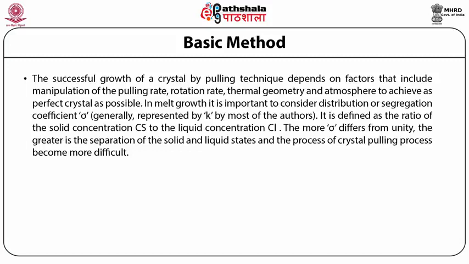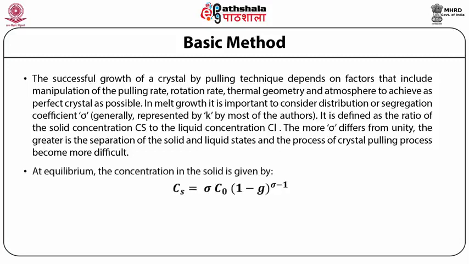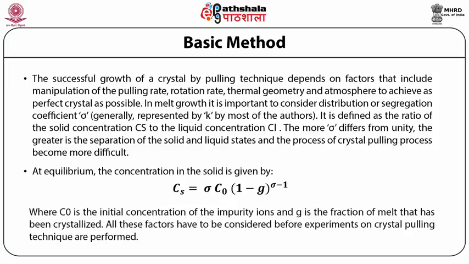At equilibrium, the concentration in the solid is given by Cs = sigma C0 (1 - g)^(sigma - 1), where C0 is the initial concentration of the impurity ions and g is the fraction of melt that has been crystallized. All these factors have to be considered before experiments on crystal pulling technique are performed.